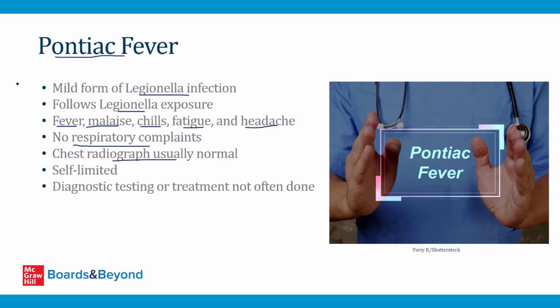So when there's a Legionella outbreak going on, for example, in a nursing home, many patients will develop Legionella pneumonia, but some patients will develop these things here. Those patients have Pontiac fever. And it's important to know this because this is a self-limited condition. It usually doesn't require any treatment. Usually no diagnostic testing is done. You just have to know that when there's a Legionella outbreak and many patients are being exposed, some of them will develop this milder infection called Pontiac fever.